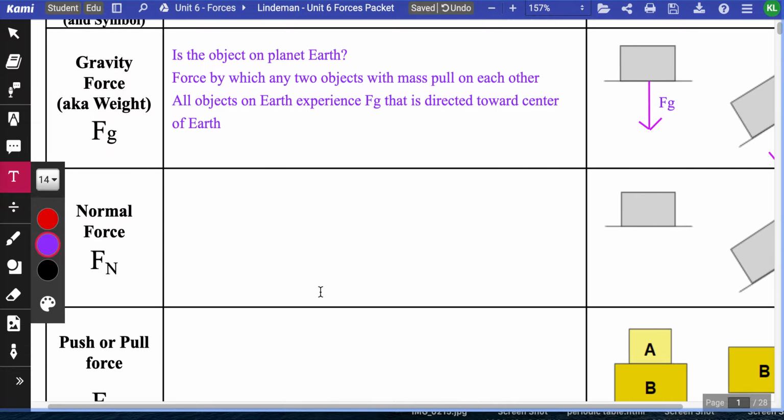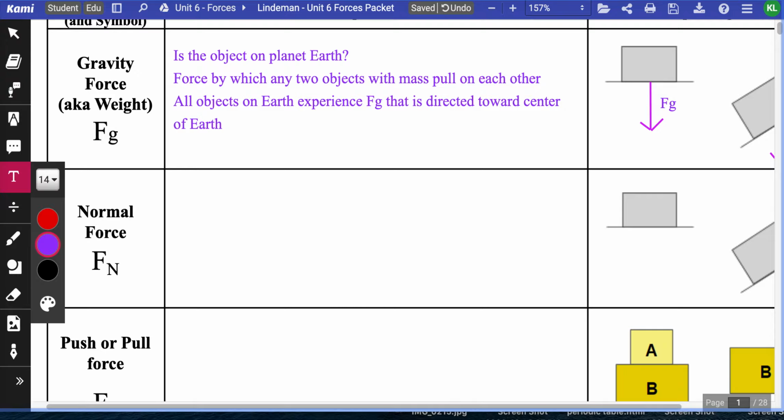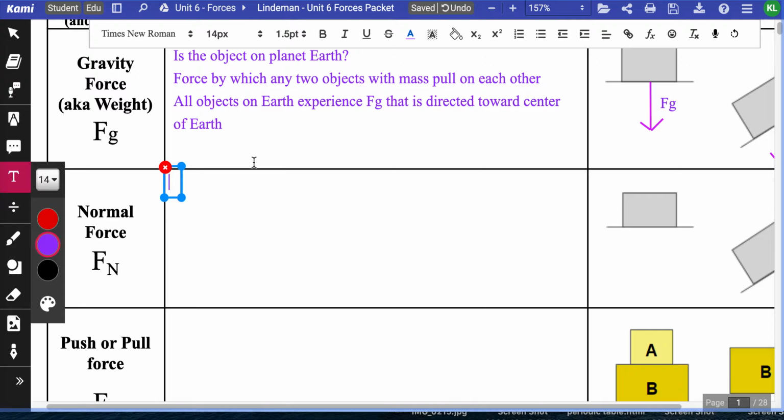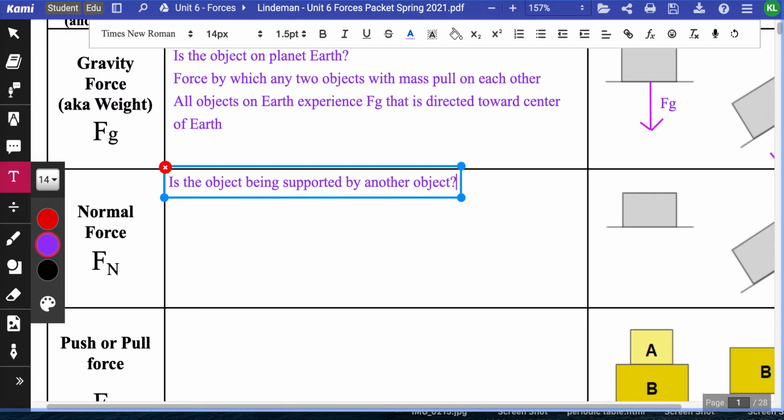All right, so next we have normal force. And again, I'm just taking this text from page 2. So the question we want to ask ourselves with normal force is, does an object have normal force? Is the object being supported by another object? If yes, then it has support force. Or I'm sorry, then it has normal force, right?